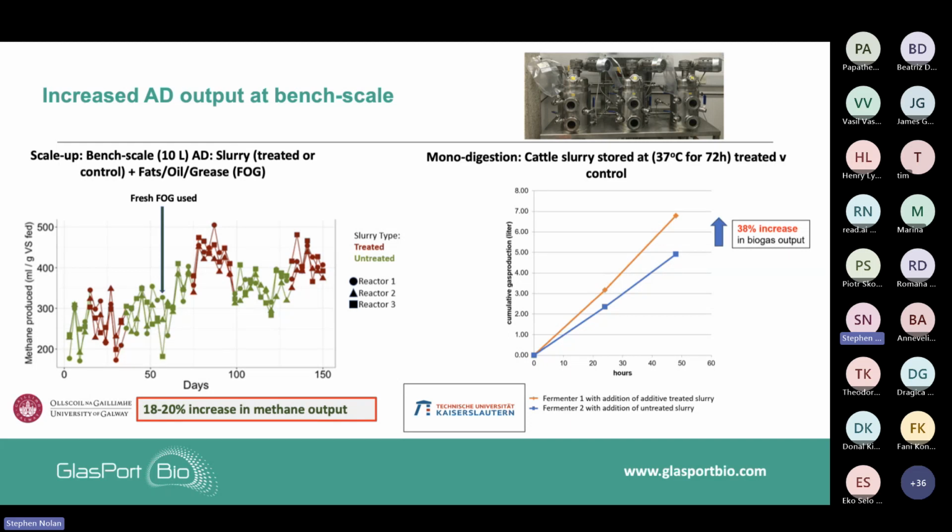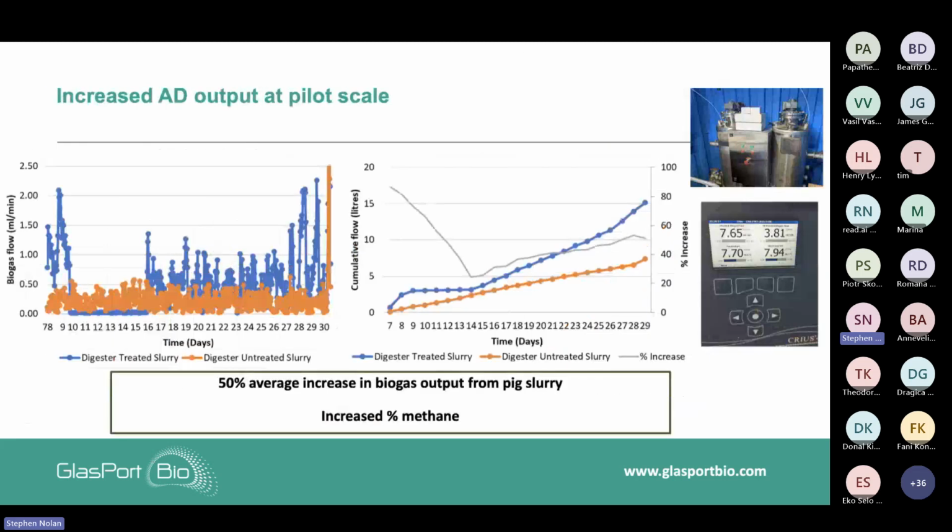We had Kaiserslautern University test it on cattle slurry. They again saw a 38% increase in biogas yield from cattle slurry. And then at the larger scale, we saw a 50% average increase in biogas yield from pig slurry. So yeah, that's the large scale plant.